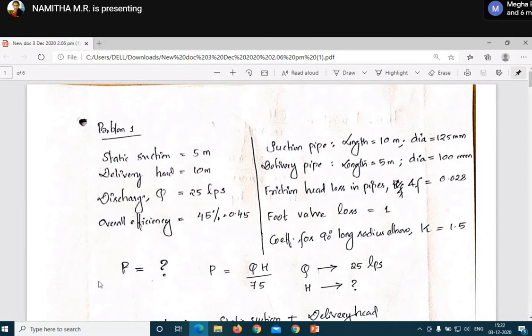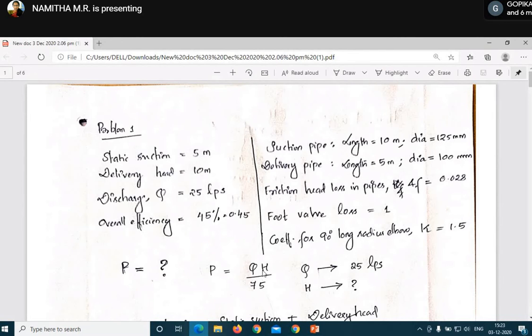We have to find the power. The equation for power you all know: that is QH divided by 75. For that, we need two quantities. One is Q. Q is directly given here, 25 LPS. Now, the second thing you need is H. H is the total head.